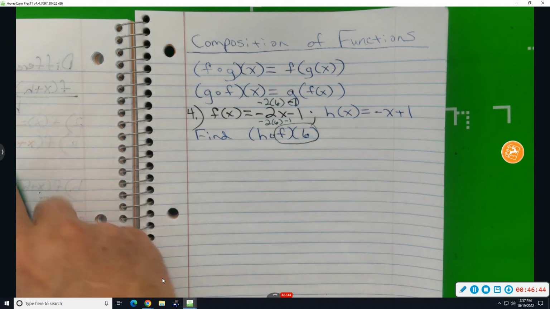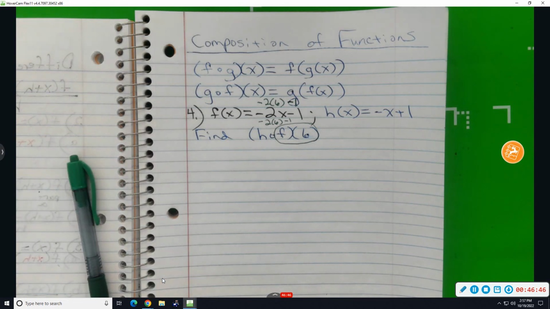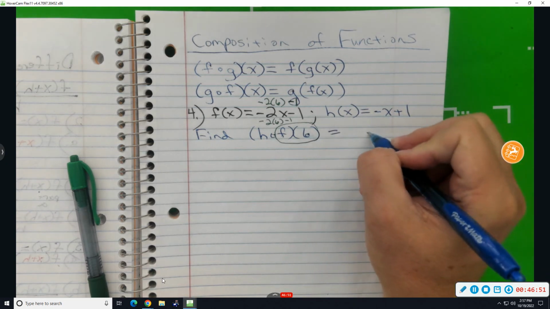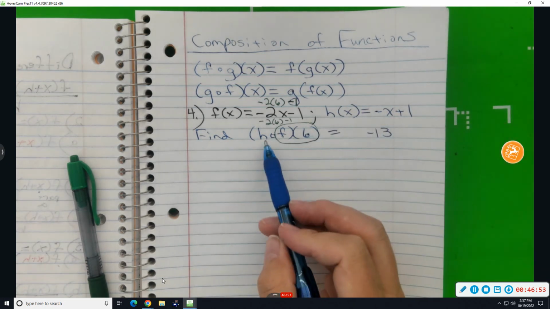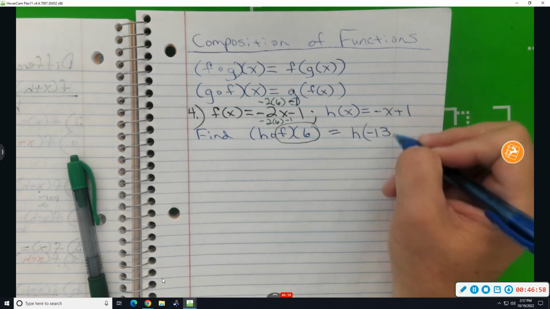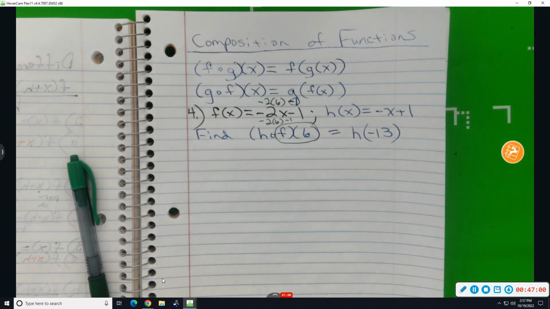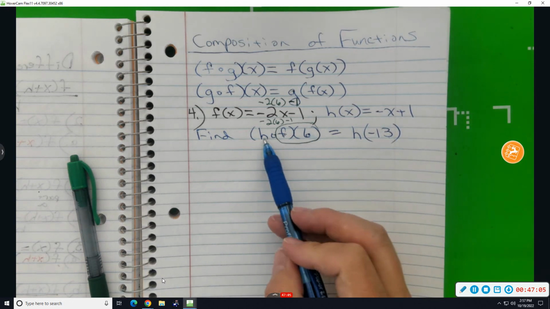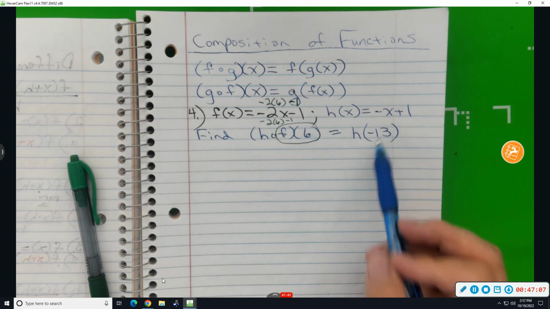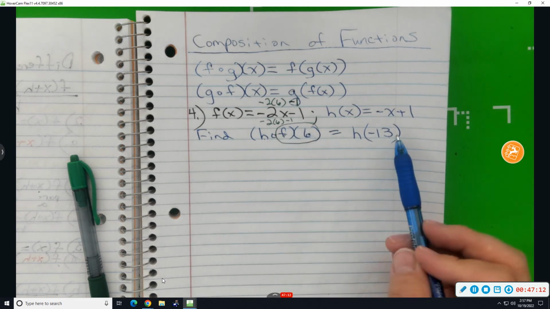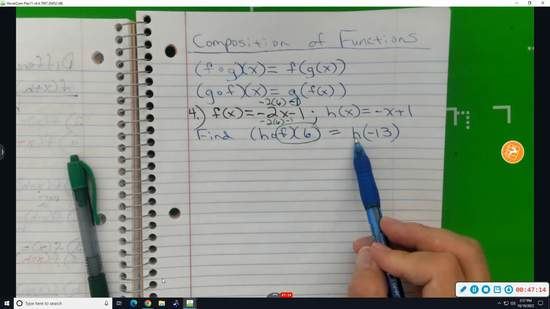Maybe negative 13? So, f of 6 is negative 13. But we still have something over here. We have that h sitting in front of that negative 13. F of 6 is negative 13. Now we need to find h of negative 13. We plug the 6 into f. We take that result. We now plug it into the outer function h.